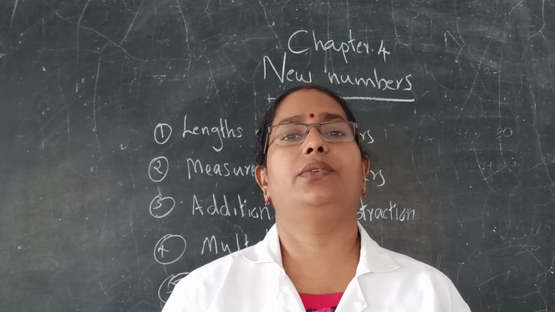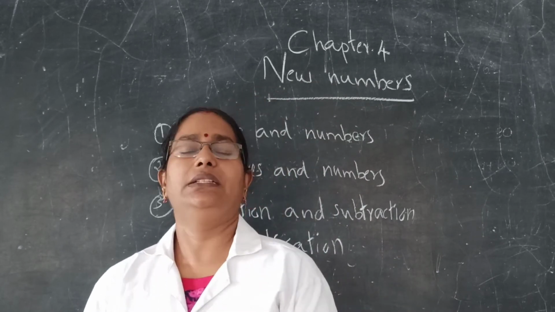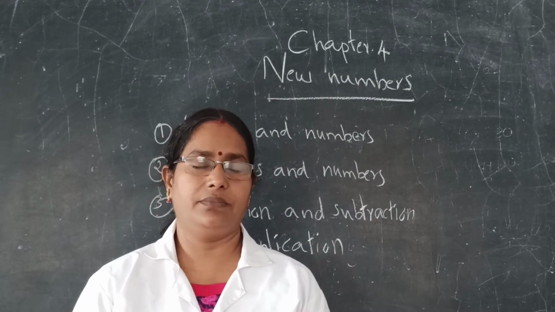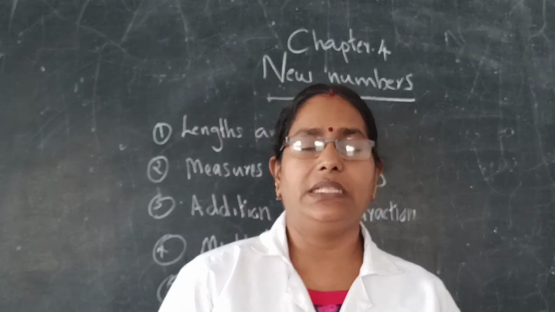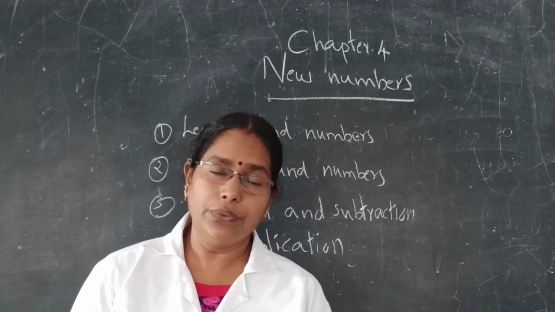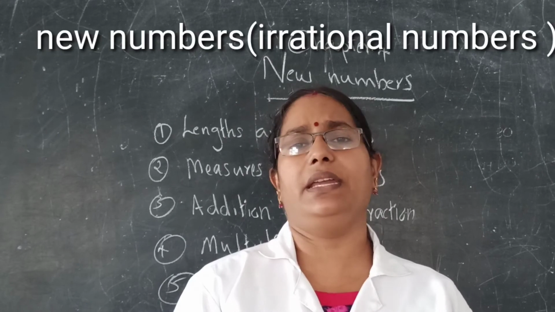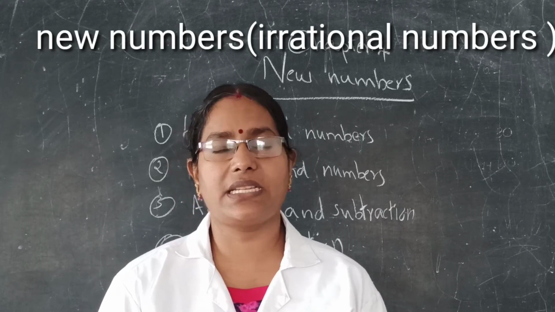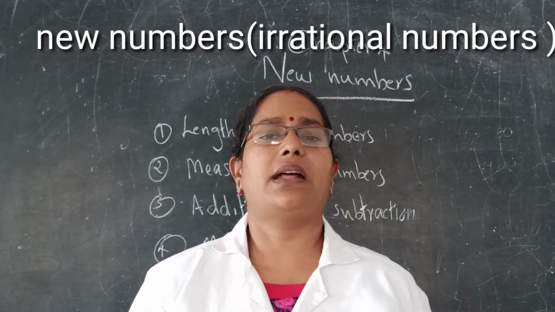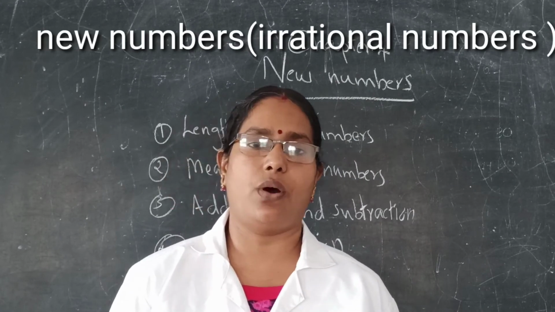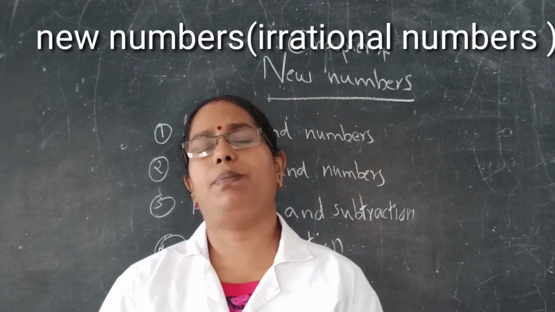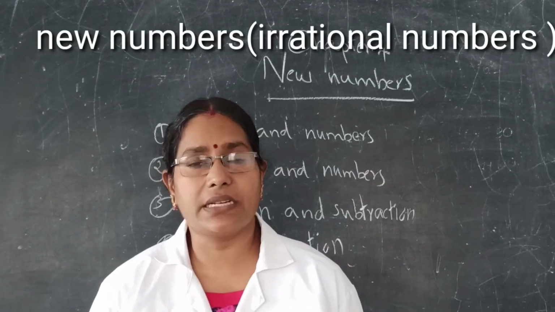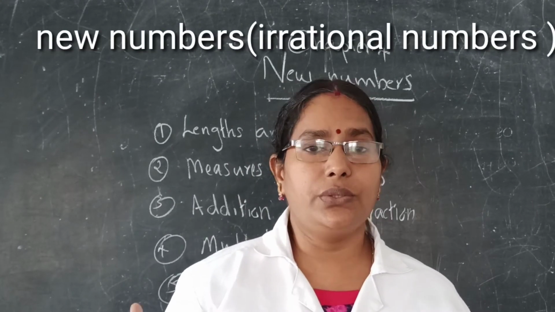Then after, you want to study the new number. That new number cannot be represented in the form of a rational number, not written in fraction form. That number is called a new number. Another name for a new number is irrational number. The opposite of rational is irrational number. A number that cannot be represented in the form of P by Q, where P and Q are integers and Q is not equal to zero, is an irrational number. This is the new number.